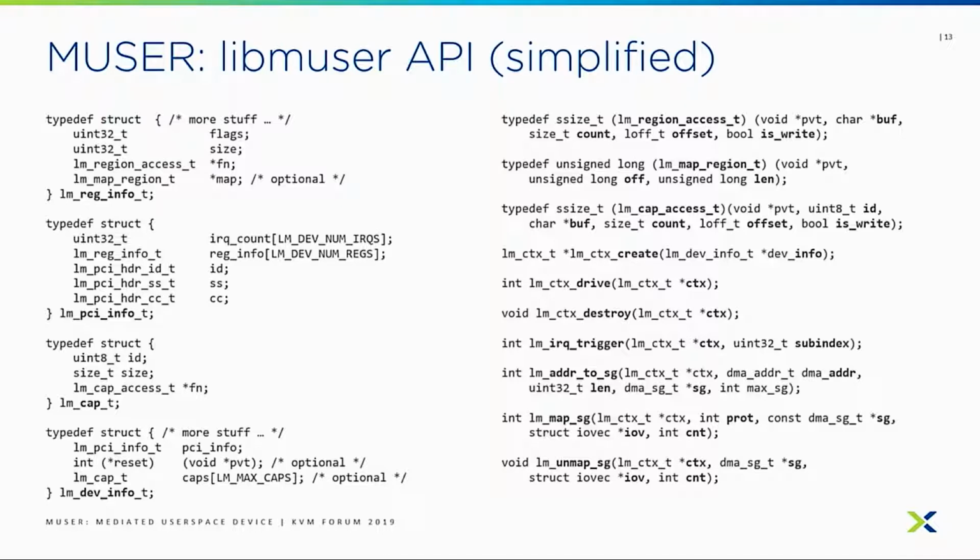All this information is grouped into a single struct, device info, which is passed to the function context create, which creates a muser context. This context is then passed to the function context drive, which effectively realizes device emulation. From this point, we can start the guest. The framework also provides a function to interrupt the guest, and also a set of functions used to map guest physical addresses into the device emulation's virtual memory space.